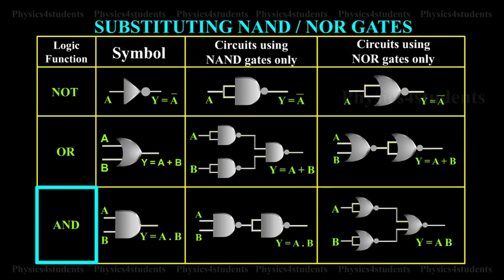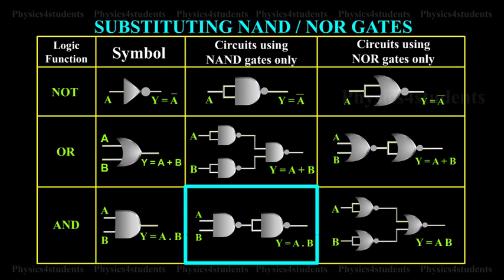Now, let us see the logic function AND by using NAND gate. This is the symbol of AND gate. This represents AND gate circuits by using NAND gates.